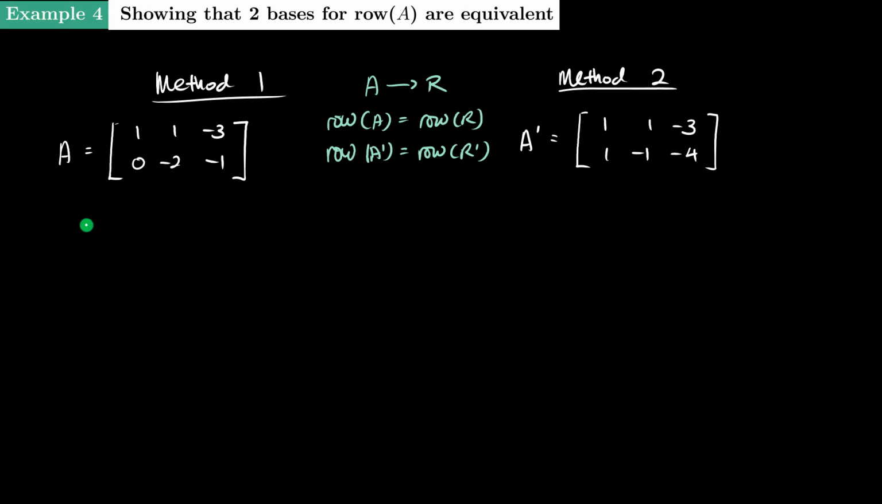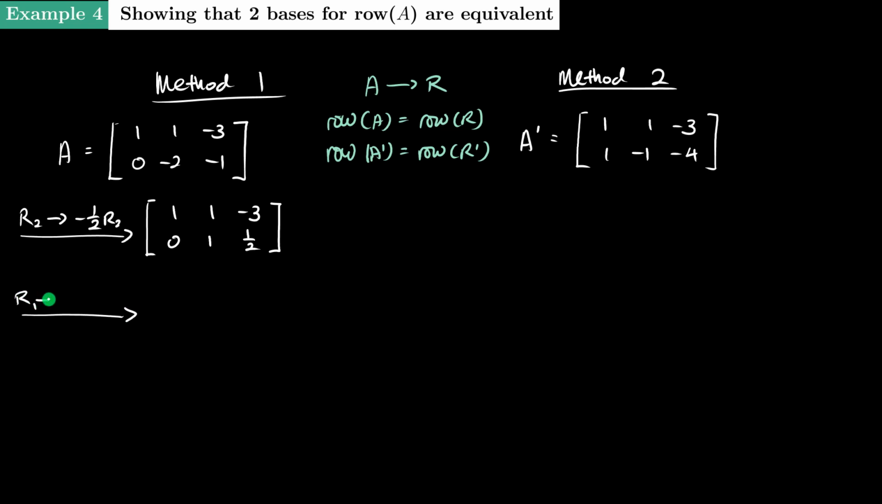Now for matrix A, let's proceed to reduce it to RREF form. The first operation, we scale row 2 to become half of row 2, and that will give us (1, 1, -3) and (0, 1, 1/2). And then the next step is to get rid of this term above the second pivot. So for that, row 1 becomes row 1 minus row 2. And that will give us (1, 0, -7/2) and (0, 1, 1/2). And this is actually the RREF of matrix A.